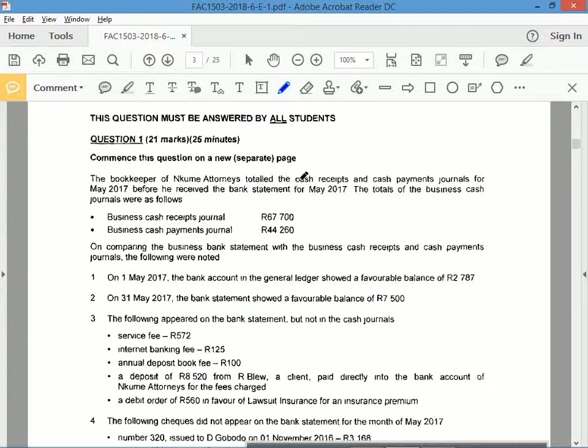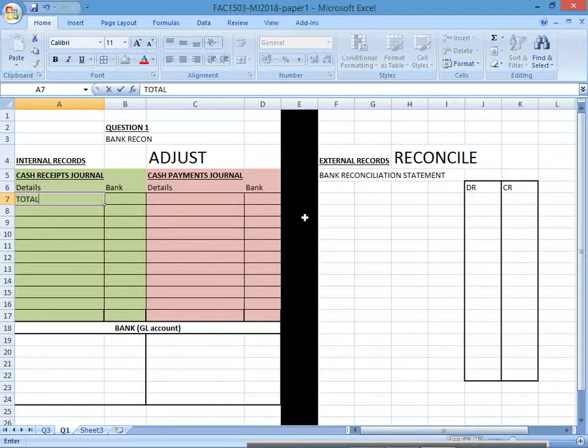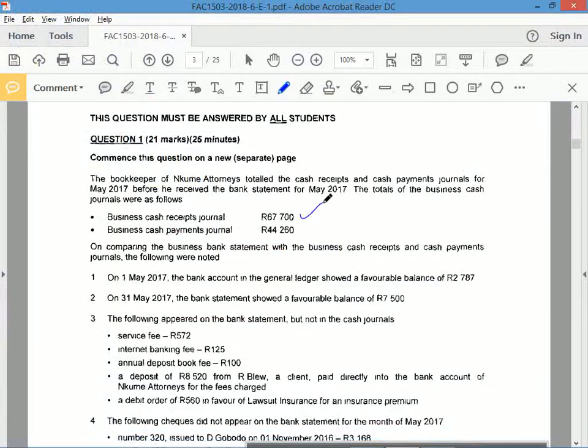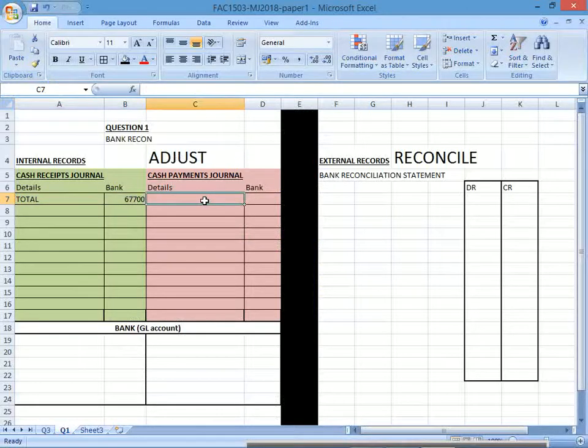First paragraph talks about the totals for the cash receipts and cash payments. Business cash receipts, 67,700. You know that we need to start with something. 67,700 is the starting total for the cash receipts journal, given in the question. Tick, I've looked at it. Bank cash payments journal, 44,260. Same thing, start with something, 44,260. There's the starting point for my journals. Easy marks. Okay, the amount that you have in the question get posted straight to the journals.